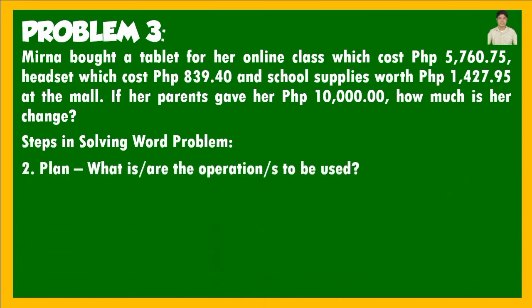Next step. So, what is or are the operations to be used? So, since kailangan nating malaman kung magkano yung sukli na matatanggap ni Myrna dun sa kanyang mga pinamili, kailangan po natin ang operation na subtraction. And then, bago natin malaman yung sukli, kailangan muna nating i-add kung magkano yung total na kanyang pinamili. So, ibig sabihin, yung operation na gagamitin po natin dito is addition and subtraction.